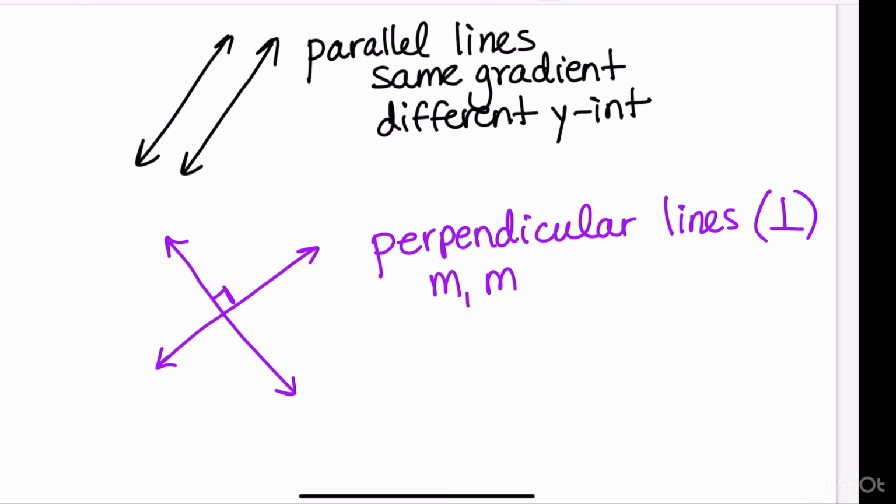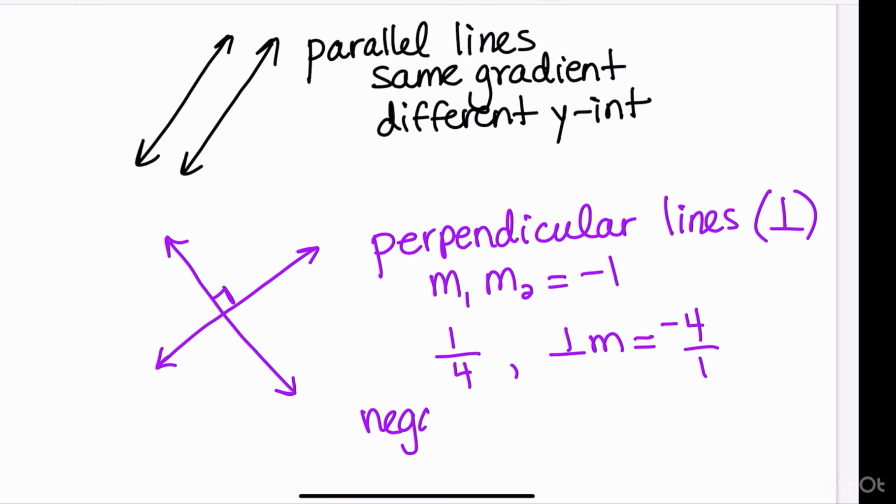And one of the things that we know about the slopes of perpendicular lines is that if I multiply the first slope with the perpendicular line slope, the product of the two slopes is -1. This means that if my slope is 1/4, then my perpendicular slope is going to be the negative reciprocal. You flip it and change the sign. So it'll be -4/1. So that is called the negative reciprocal.